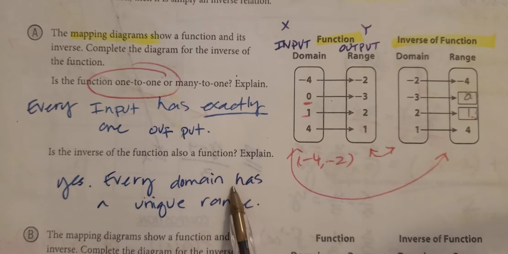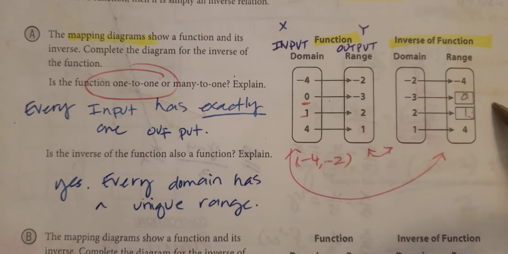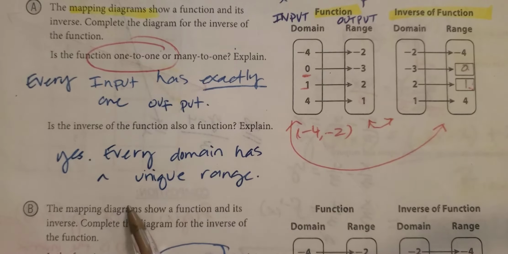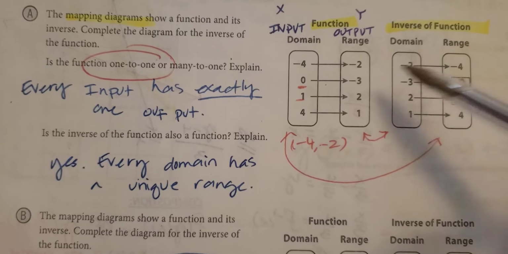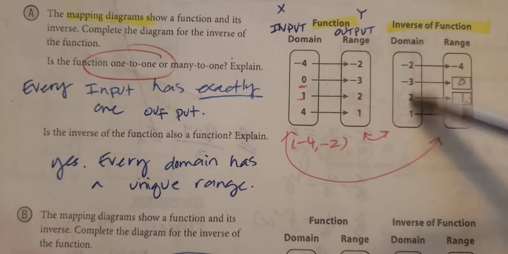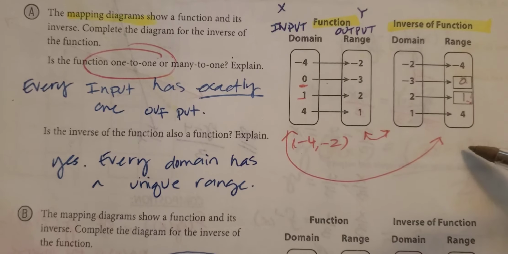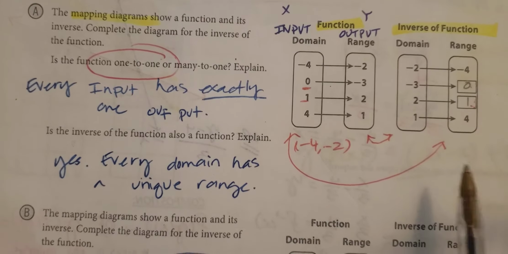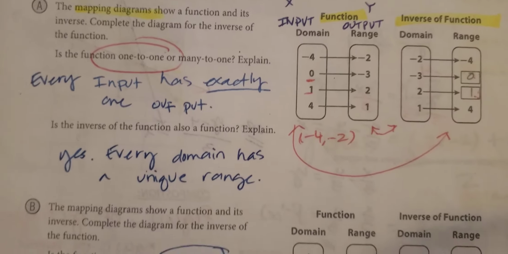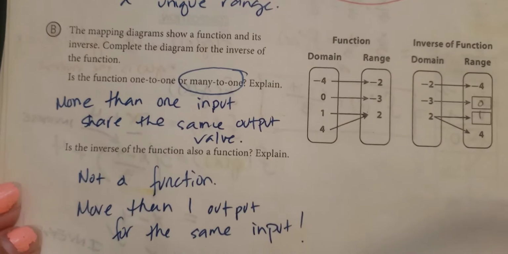And then the second question they asked is, is the inverse still a function? And then explain, and I said yes. Every domain has a unique range. So it's basically the same thing. I just wrote it a little bit different. So every input has exactly one output. So it's still a function, okay? So this one works out. All right, moving on to the second one.